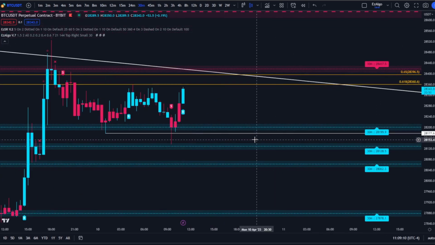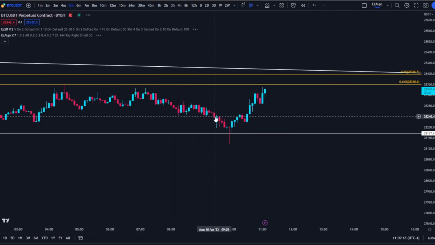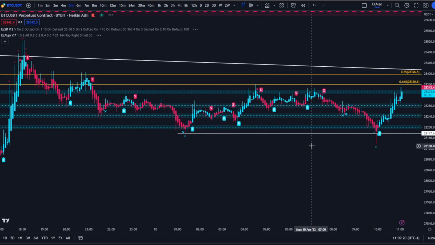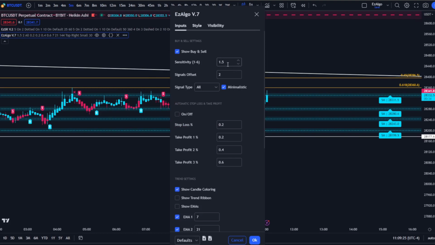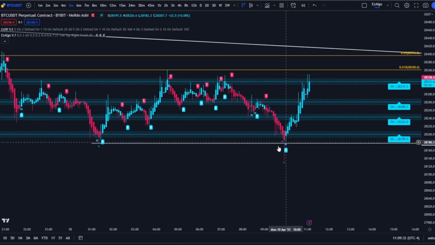And using these buy and sell signals, you can actually catch the bottom of these swing failure patterns. So right here, as price is coming down to grab all of this liquidity, what you're going to do again is move to the 5-minute time frame, turn on your Heikin-Ashi candles. Let's go down to a 0.5 sensitivity because we want the earliest signal possible. And there we have it. We have a buy signal.